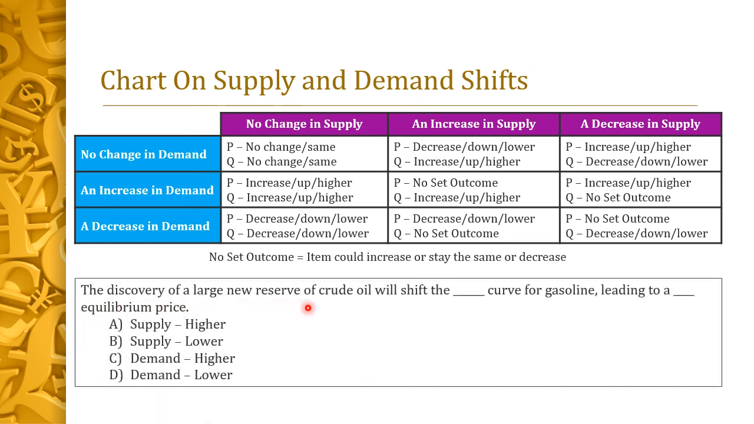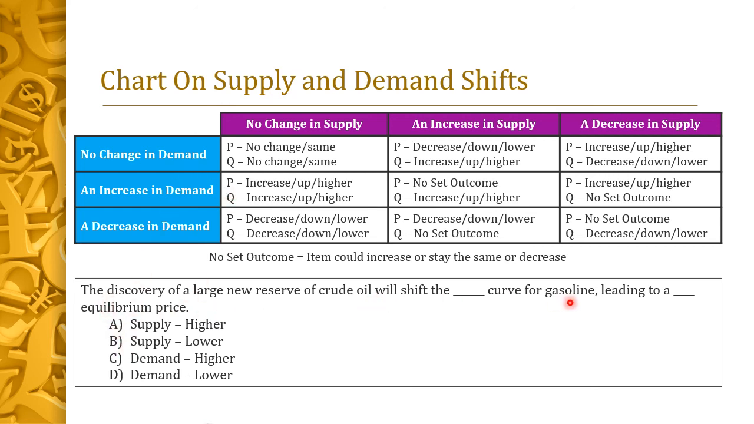It says the discovery of large new reserves of oil will shift the blank curve for gasoline. Now I wouldn't even go into the next section until you can figure out this part. When you look at this, are they talking about buyers? Nope, they're not talking about buyers. And if we've got more crude oil, which is basically a supply for making gasoline, we're going to be talking about supply. We sure aren't talking about no change because we've got new reserves. We're not talking about a decrease, so it's got to be an increase in supply. Now the question is, what about demand? So we already know we can eliminate questions C and D because those are about demand. We know that it's going to be about the supply curve.